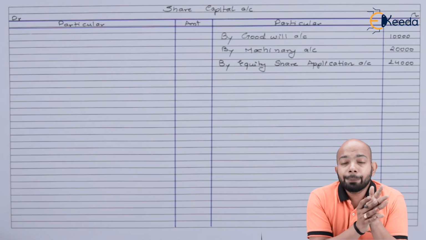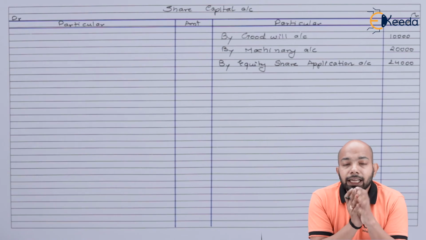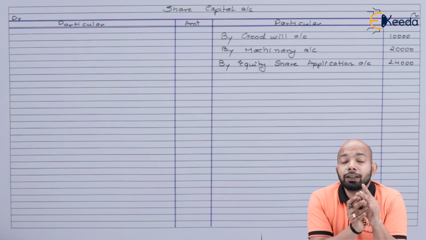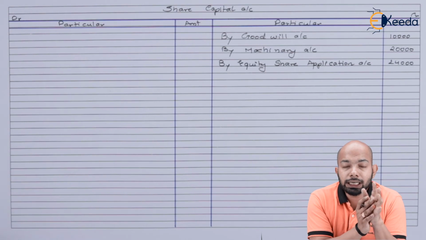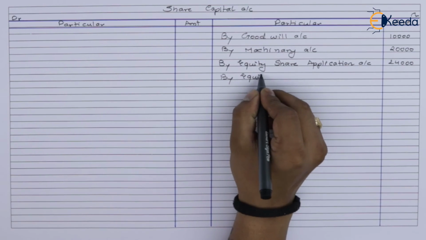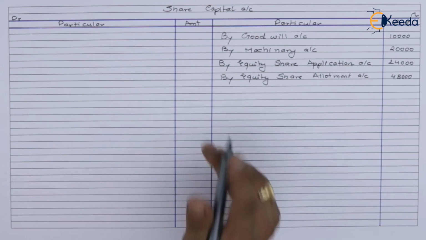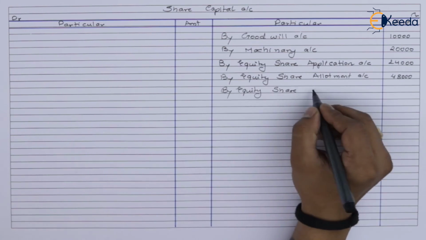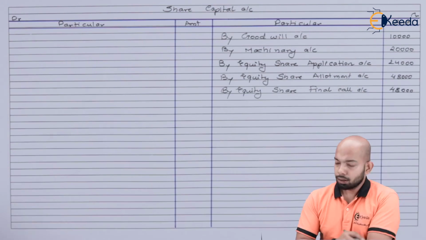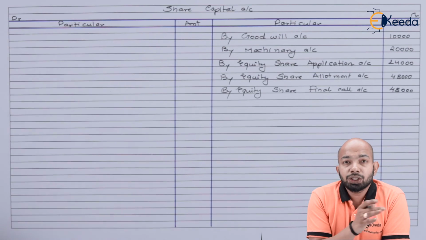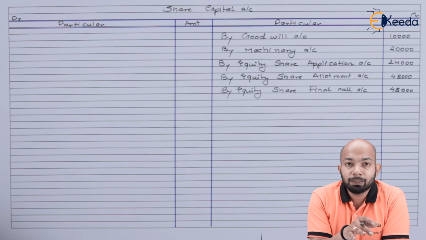Now, after the application money has been mentioned on the credit side of capital, it will be allotment and final call, which is supposed to be mentioned. So let's mention that. Both allotment and final call amounted to 48,000 each. Hence, we'll be mentioning it directly here. So we mentioned all the entries that were supposed to be a part of this. Now share capital account has been finally completed.